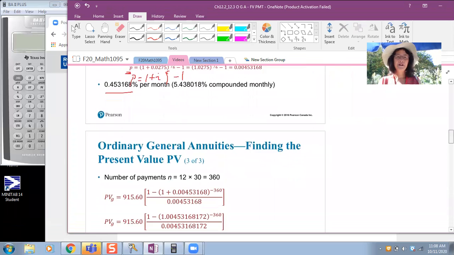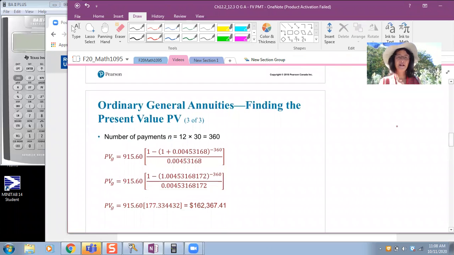Next, we just plug into the formula. PV equals PMT times 1 minus 1 plus I raised to power negative N. This is actually P, this number should be P, and divided by P. Then you get the present value, $162,367.41. So that is the formula method to find the present value of an ordinary general annuity. You need to find P, the equivalent rate per payment period.